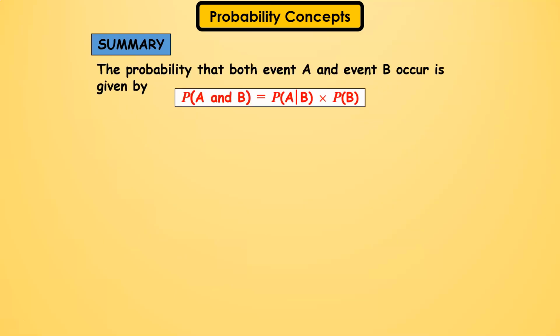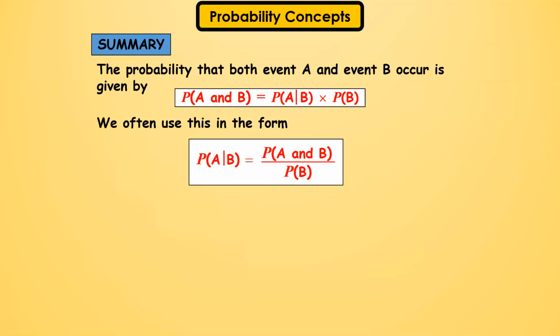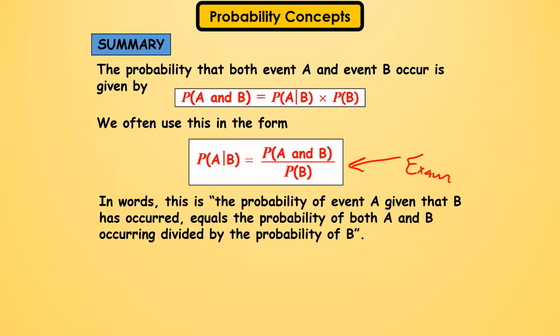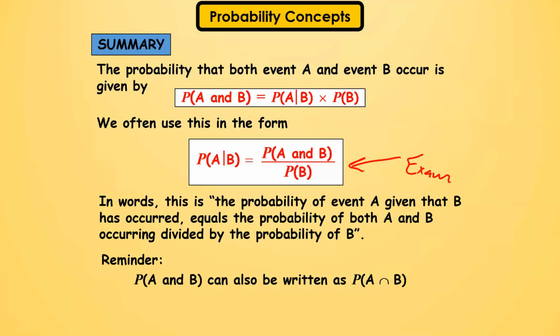So the key thing to take out of this lesson is that we've got this formula. This is the way it is presented in the exam or on the formula sheet. It's shown this way, but you can rearrange it so that it looks like that. And obviously we can use the intersection sign.